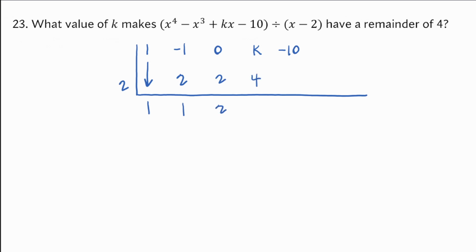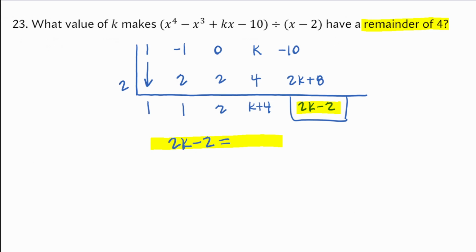add, multiply, add. k plus 4 is just k plus 4. If I multiply k plus 4 by 2, I'll get 2k and 8, right? Because I got to multiply both the k and the 4 by 2. And then when I add these things together, 2k plus 8 minus 10 will be 2k minus 2. And that's my remainder. Okay, if the remainder is going to be 4, and the remainder is 2k minus 2, I'll have an equation I can solve. 2k minus 2 is equal to 4. And then I'll add 2 to both sides, divide both sides by 2, and I'll get k equals 3.